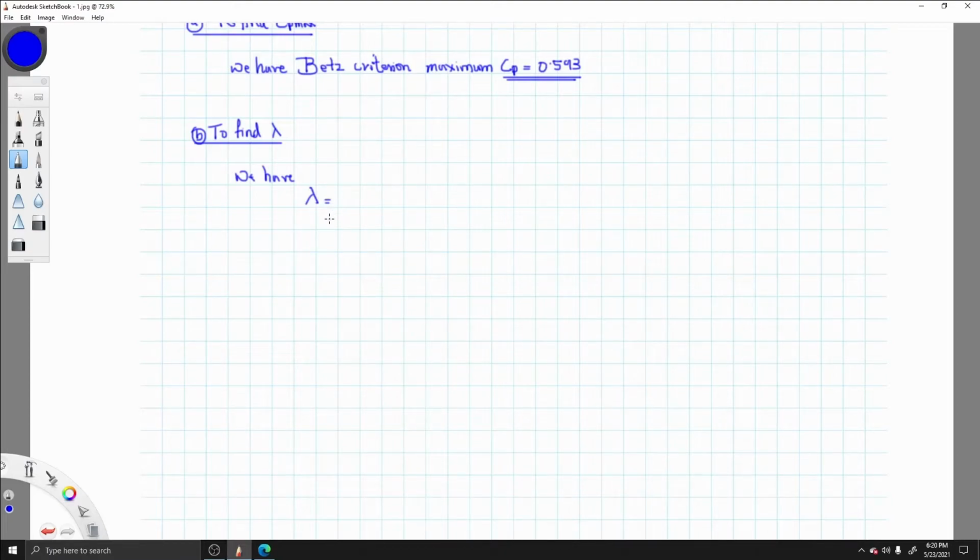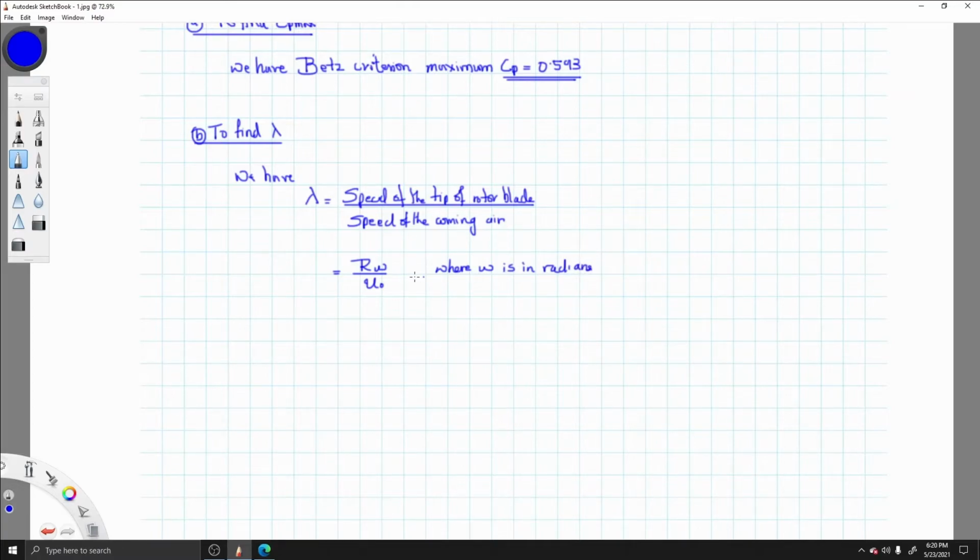lambda equal to speed of the tip of rotor blade divided by speed of the coming air. Which is given by R omega divided by U naught, where omega is in radians. So we know the value of R, we know the value of omega, but omega is in RPM. We have to convert into radians. We know the value of U naught. So let's convert omega into radians.